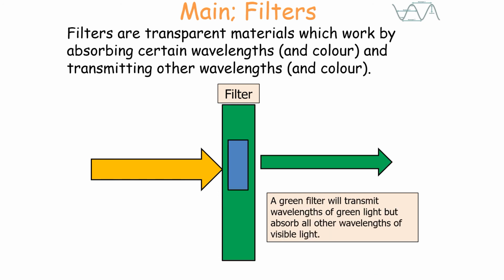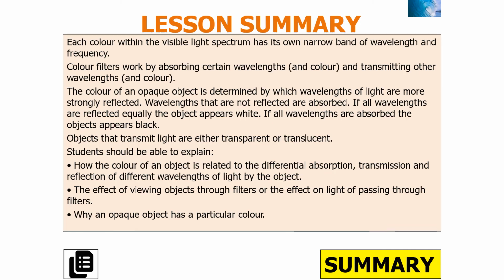So a green filter will transmit wavelengths of green light but absorb all other wavelengths of visible light. A red filter will transmit wavelengths of red light but absorb all other wavelengths of visible light. And a blue filter will transmit wavelengths of blue light but absorb all other wavelengths of visible light.